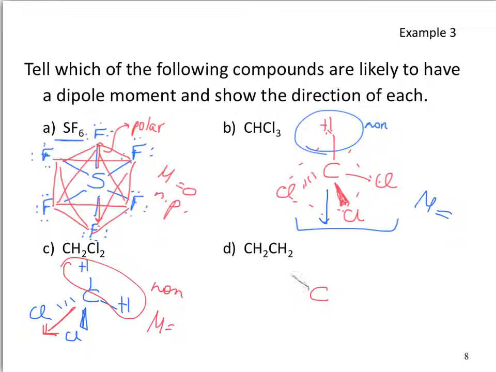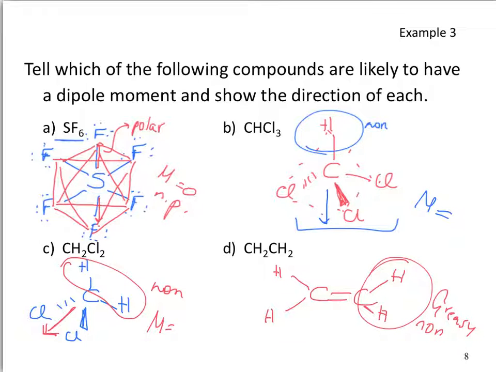CH2 double bond CH2. So that's your molecule. All it contains is CH bonds. That means it's pretty greasy. All of these bonds themselves are greasy and nonpolar. So if the bonds themselves are nonpolar, there's no reason for me to even check the shape of the molecule. So this will be mu of 0. So the only 2 that will show a bond or are likely to show some dipole moment are chloroform CHCl3 and dichloromethane CH2Cl2.